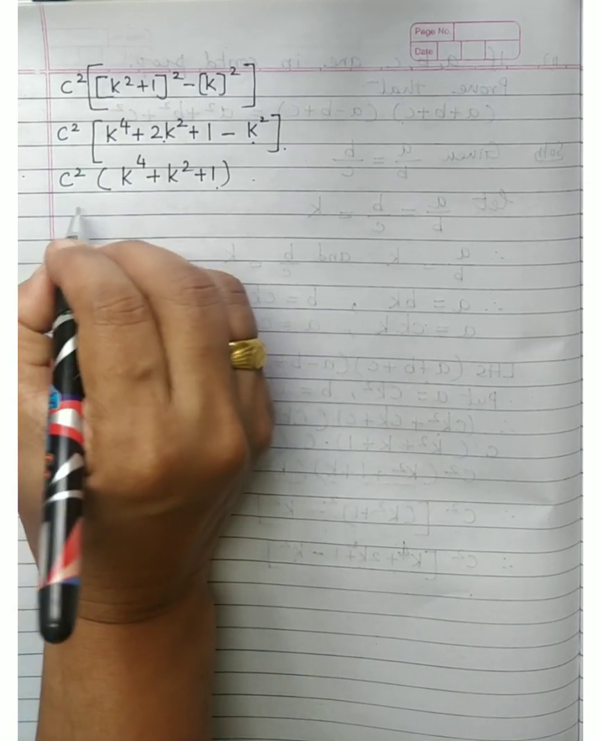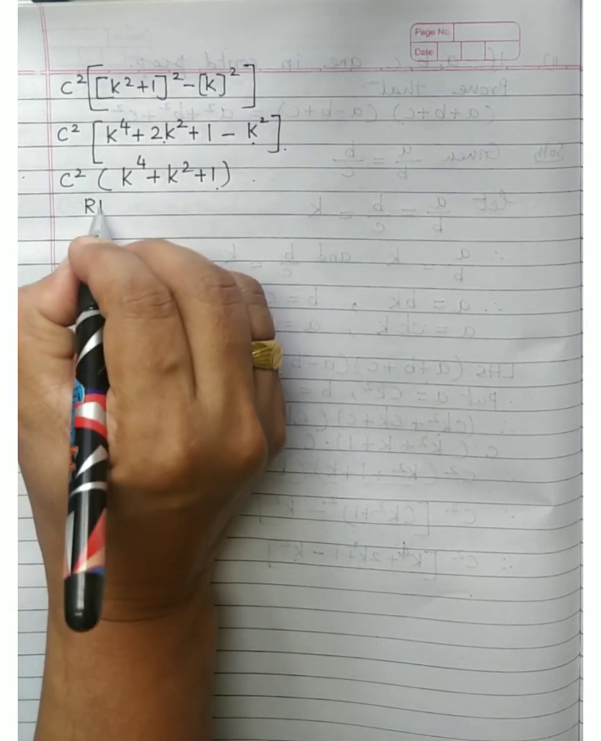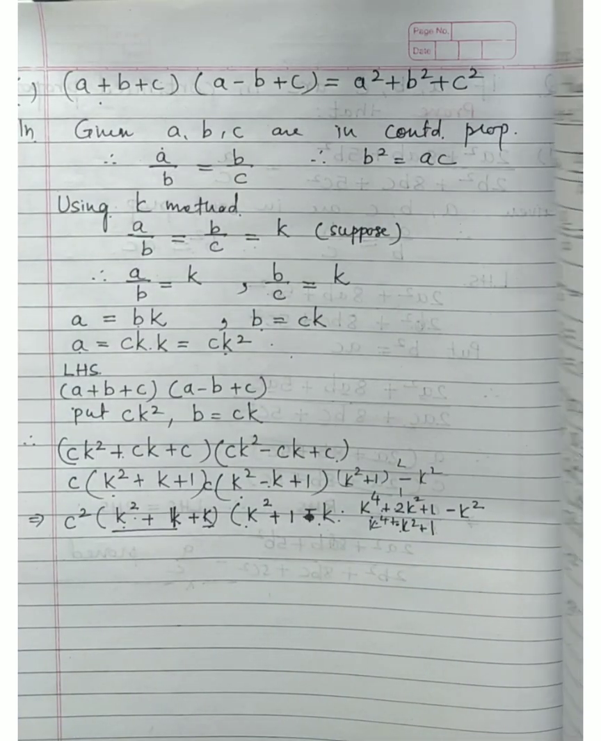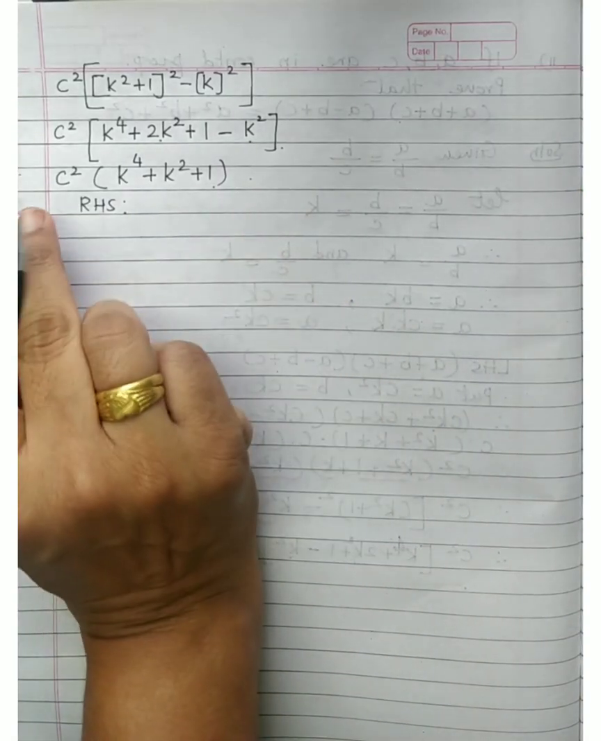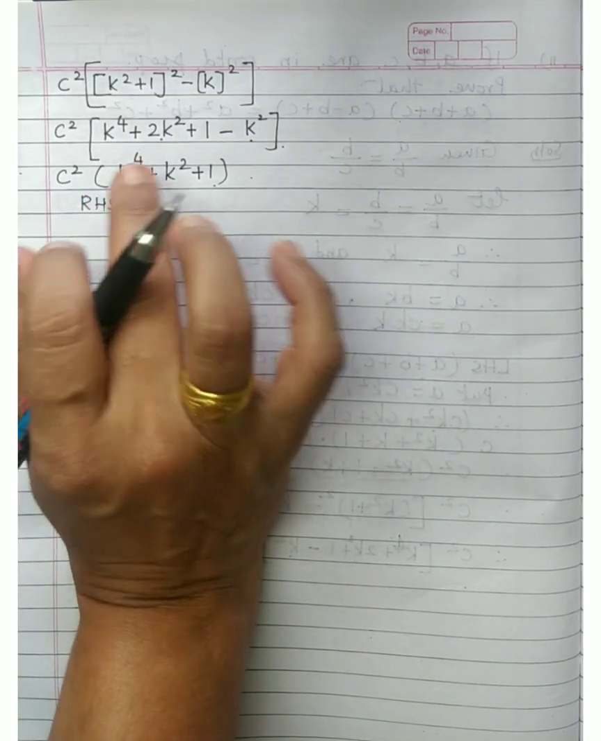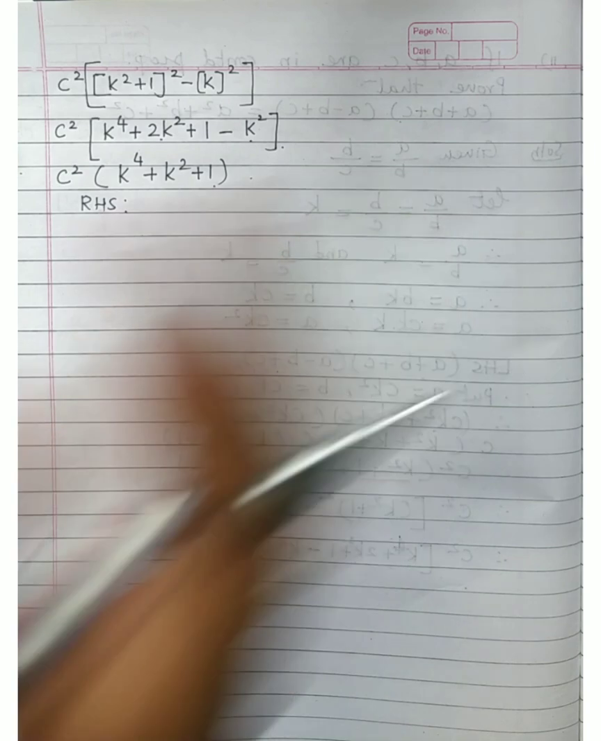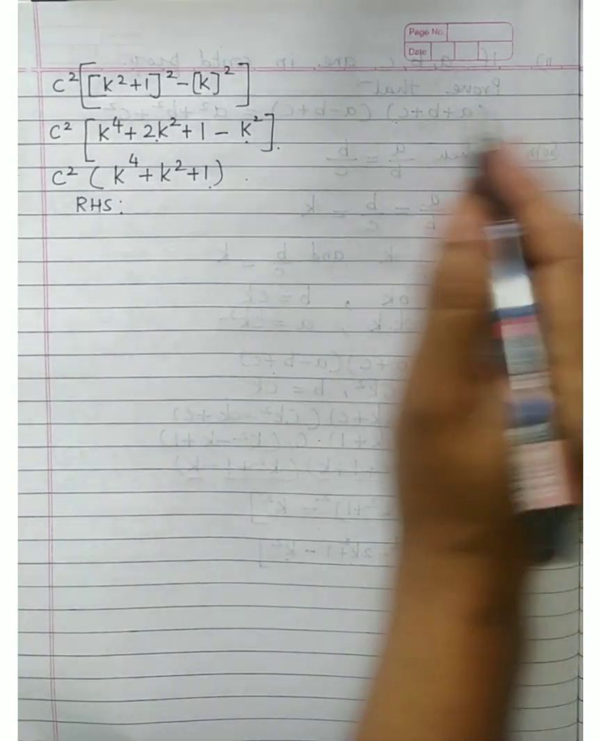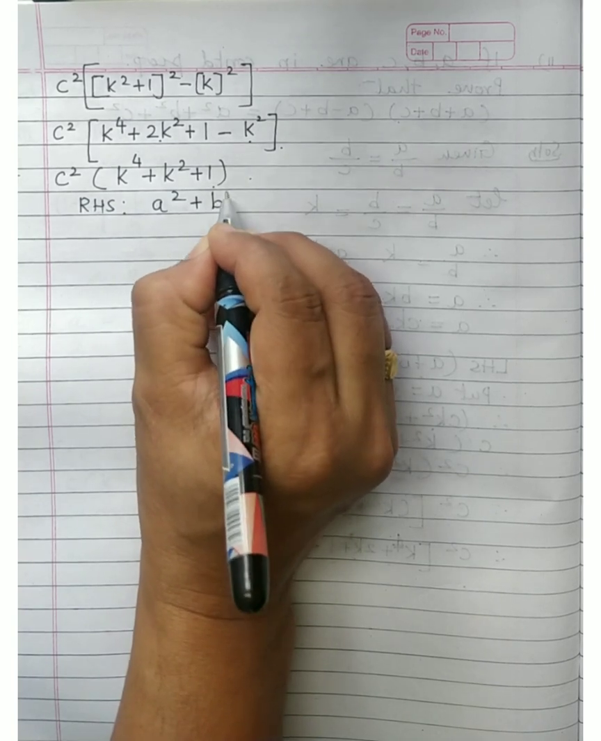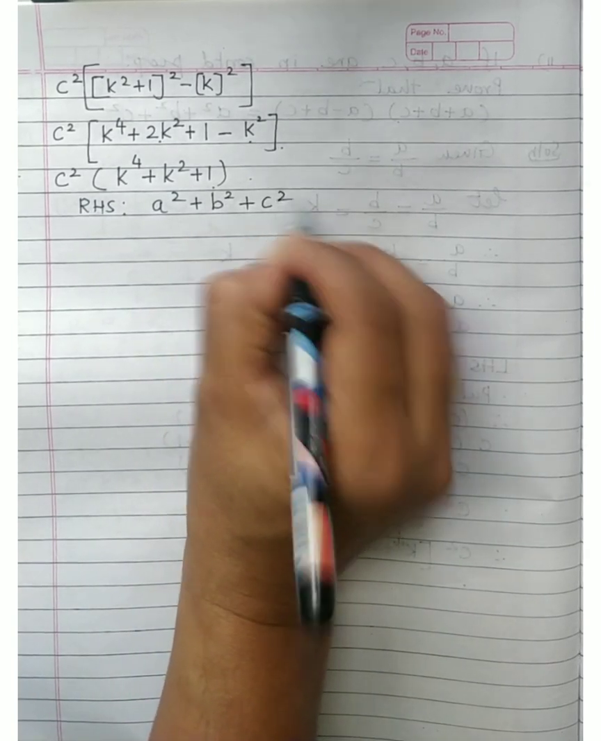Okay, now start with the right hand side. What was our right hand side? A square plus B square plus C square. What you have observed here is that further we cannot simplify it. This is the most simplified form. So leave it as it is, and now see what happens to the right hand side. Right hand side is A square plus B square plus C square.